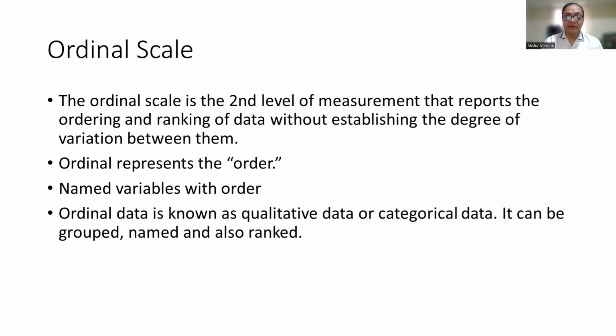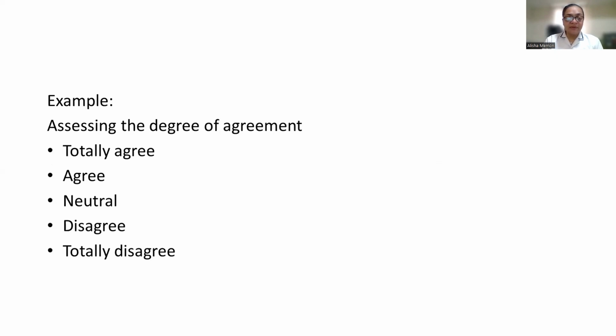The ordinal data is also known as qualitative data or categorical data. It can be grouped, it can be named, and it can also be ranked. So this is just one step more from the nominal scales of measurement. We'll see an example here: totally agree, agree, neutral, disagree. These are named variables that have been placed in a certain kind of order. Apart from that, mild, moderate, severe can also be considered as ordinal scales of measurement.